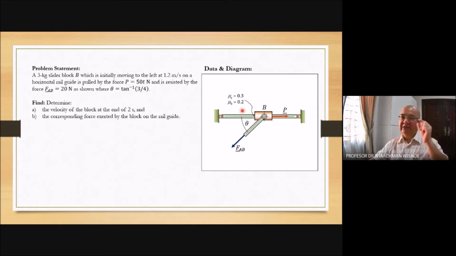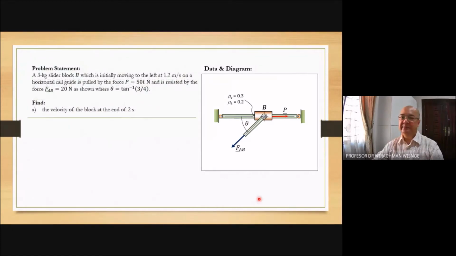And then there is a friction of 0.2 for kinetic. Between static and kinetic, when we deal with a motion, the friction will be kinetic. When we deal before motion, it means still at stop, we use static. Usually in this dynamic, we use kinetic. The velocity of the block at the end of 2 seconds.